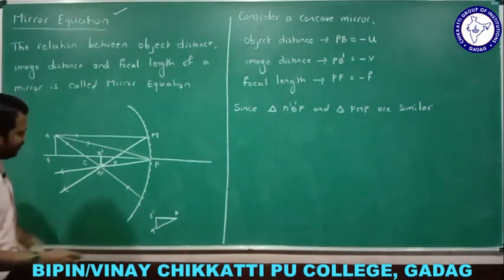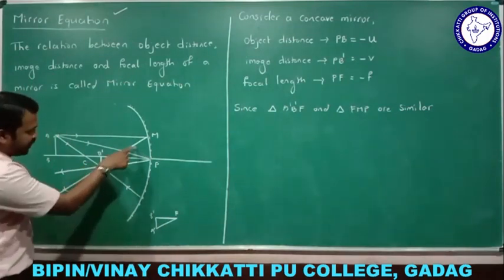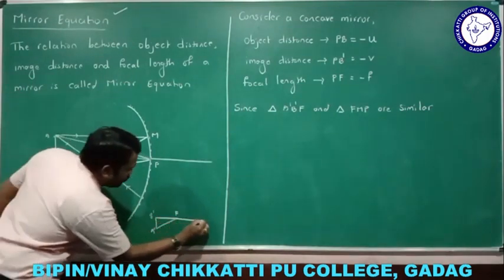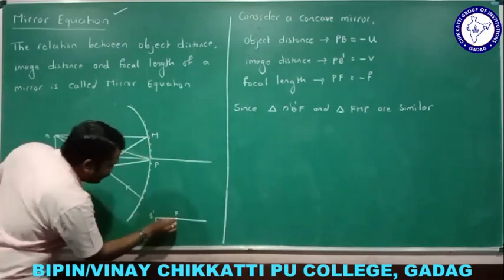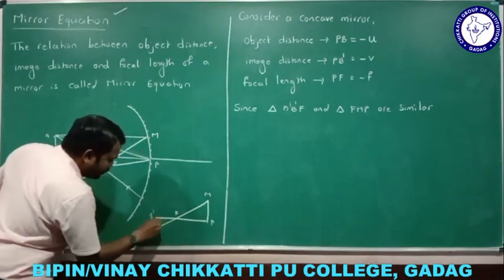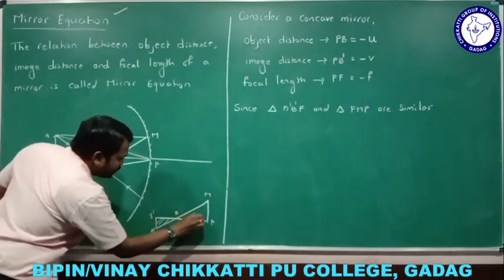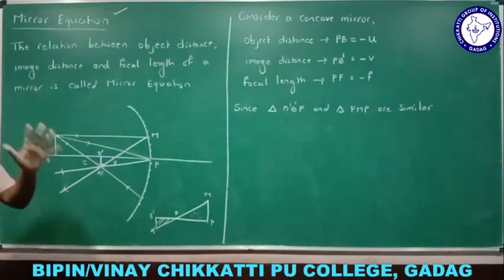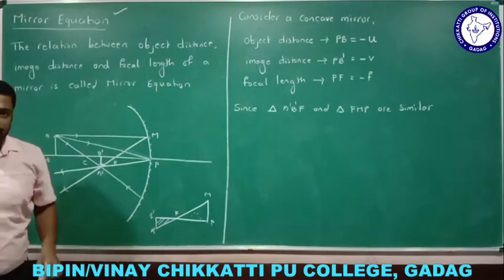So which are those triangles? This triangle A dash B dash F and this triangle FMP. How are these two triangles? They are similar triangles, right?